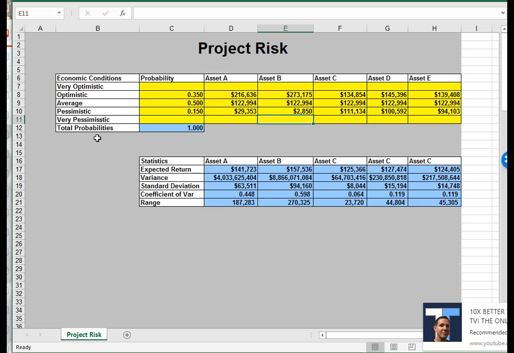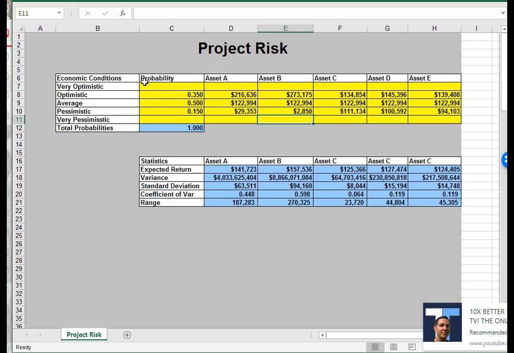Given these economic conditions, I'm sure you realize that in an optimistic, growing, booming economy, companies sell more, they have greater cash flows than they do in pessimistic or recessionary times. So we want to predict the net present values that we expect to occur under different economic conditions. We need to have an understanding of probabilities. What's the chance that these conditions will happen?